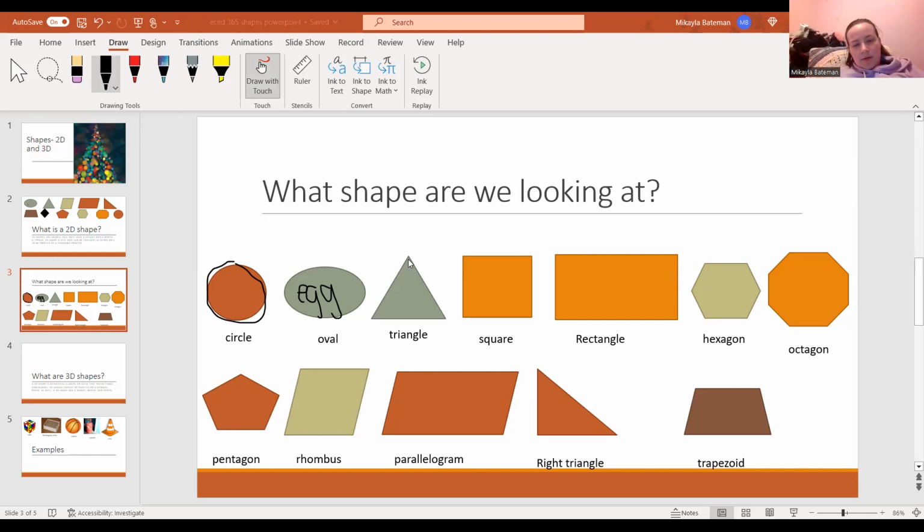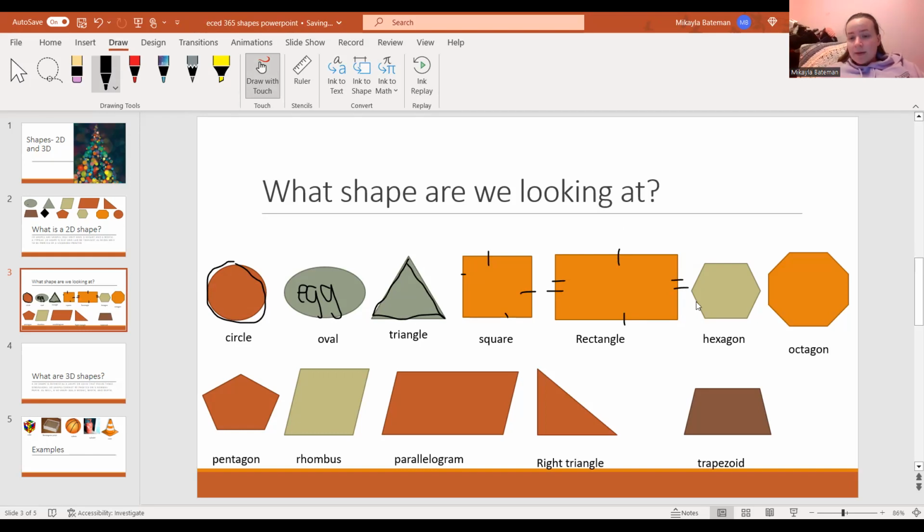Next, we have a triangle, which has three sides. And then we have a square, which has all four sides the same throughout. And then we have a rectangle. Now, a rectangle is kind of like a square, but the opposite sides are equivalent to each other.